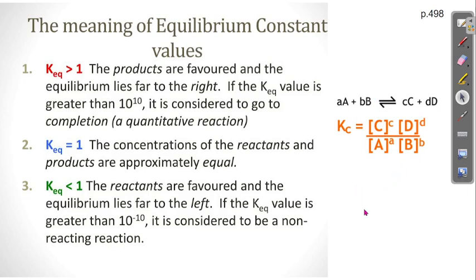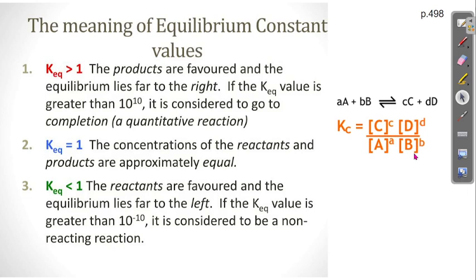What about the equilibrium constant being smaller than 1? What does that mean? If it's smaller than 1, it means that the bottom was larger than the top. Who is at the bottom? Your reactants. So this is more reactant than product. That's what it means. The reactants are favored and the equilibrium lies far to the left.